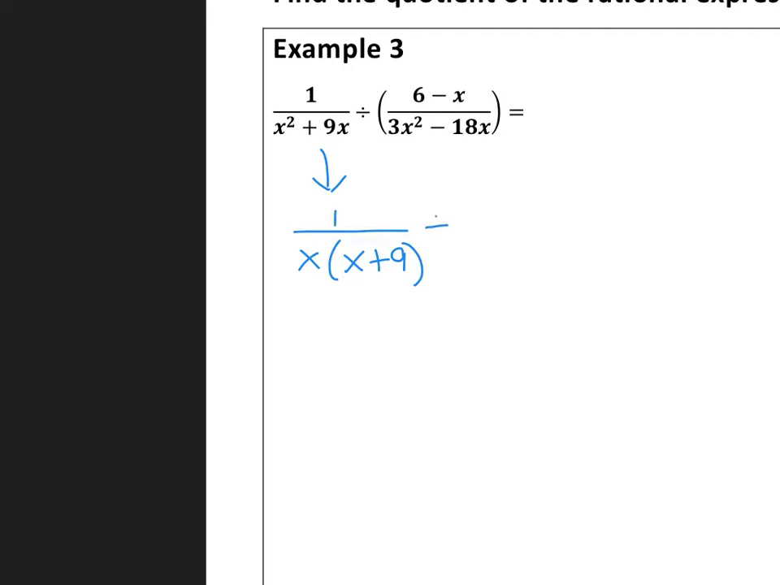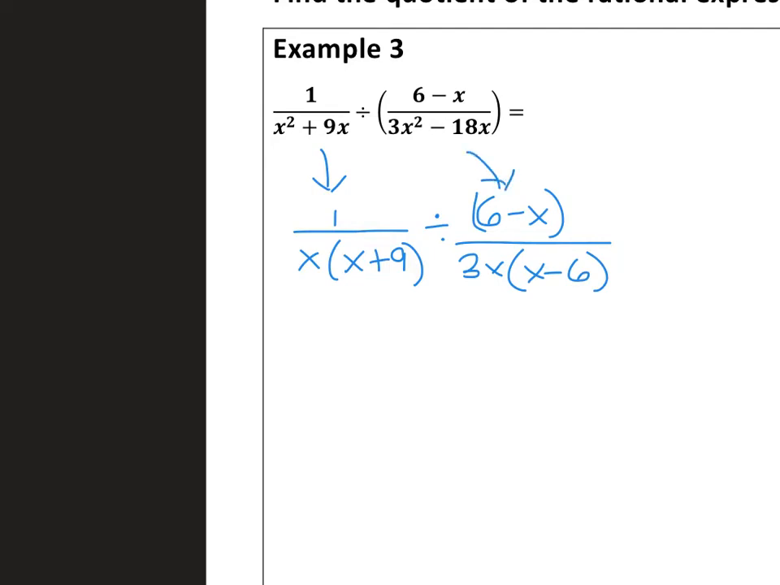And I'm going to go ahead and keep division for a moment until we can simplify this out. The numerator, I have 6 minus x, and in this denominator, I can factor out a 3x. And that would leave me x minus 6 left.